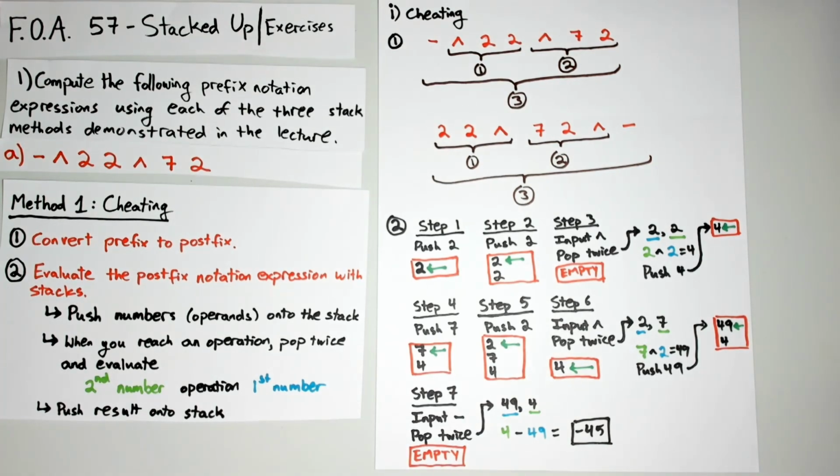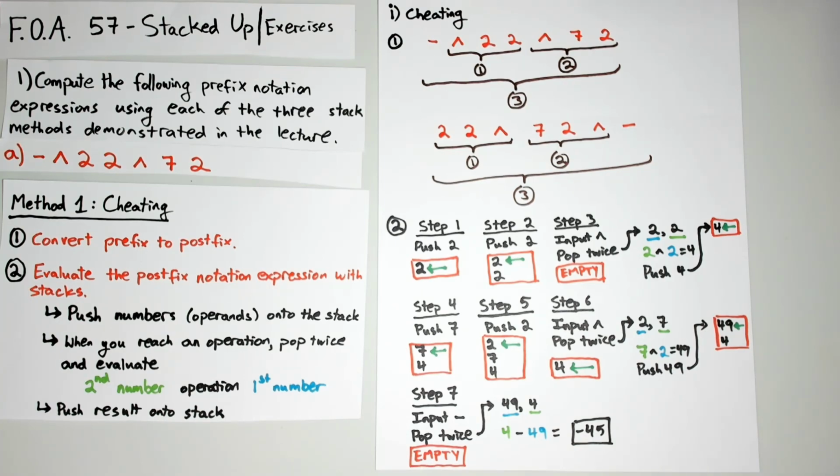So now we have just one operation left, this minus. So we input the minus, which tells us to pop twice. So we get the 49 first, and then we get the 4. And our stack now is empty, which is good because we have nothing else to put in. So we have the 49 and the 4, and we do the subtraction, right? So the second number comes first, we get a 4. First number comes second, we get the 49. 4 minus 49 is negative 45. So this process tells us that the answer is going to be negative 45.